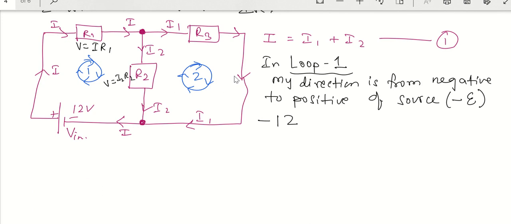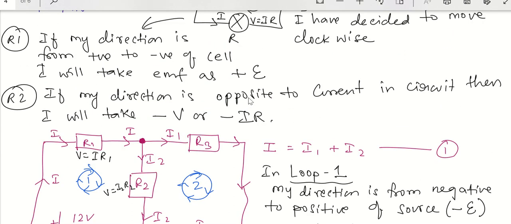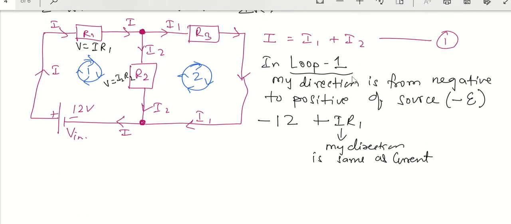So if I look at R1, my direction and current are same. So I have to put here plus I R1. Why? Because my direction is same as current. Because had it been opposite, here you see, if my direction is opposite, I should have taken negative. But that is not the case. My direction is same as that. So I have to take this only.